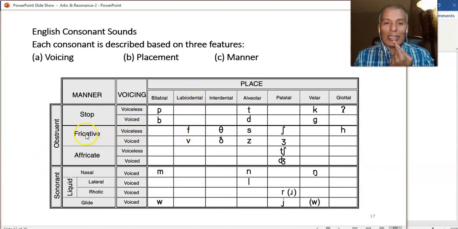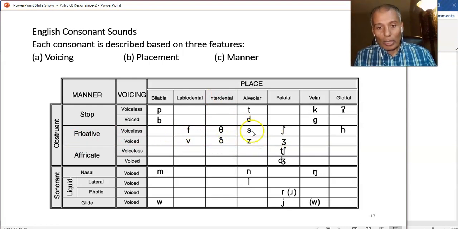voiceless labiodental fricative. V is the same except for voicing, V is voiced. The theta as in math is voiceless interdental, also called linguadental. Either term is fine. And this one is the voiced form of it, the eth as in father, the. So that is voiced interdental, or voiced linguadental fricative. Sometimes they even call them dental, but you should not do that. Just say interdental or linguadental.